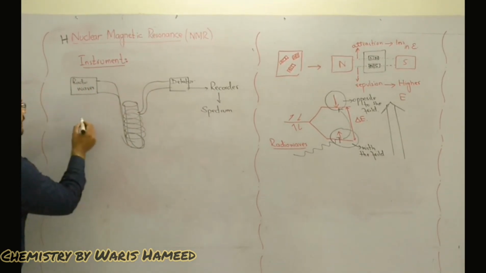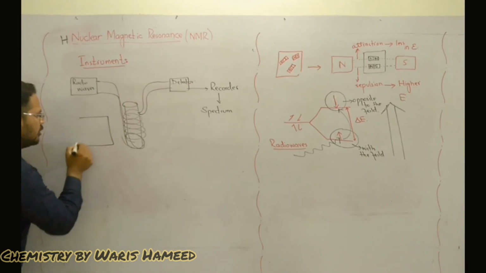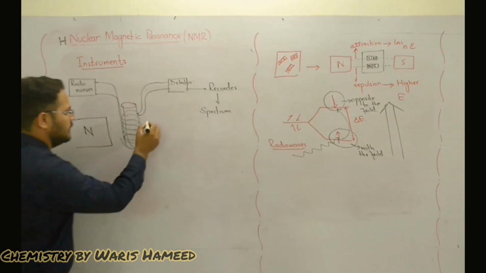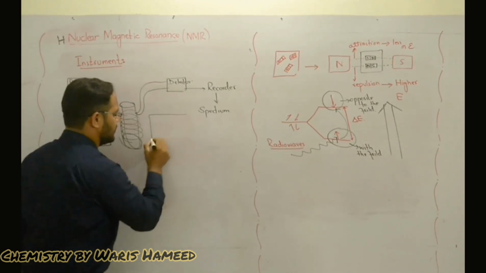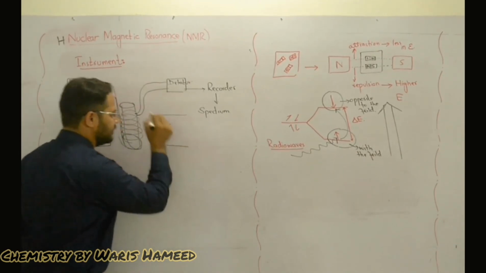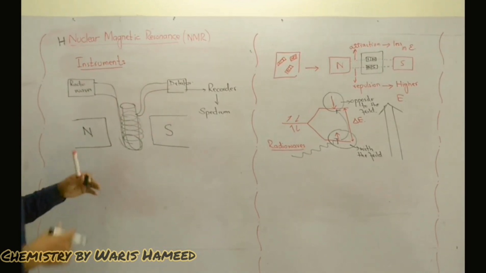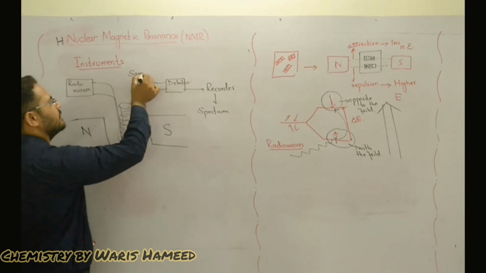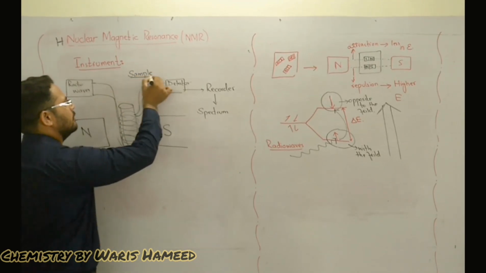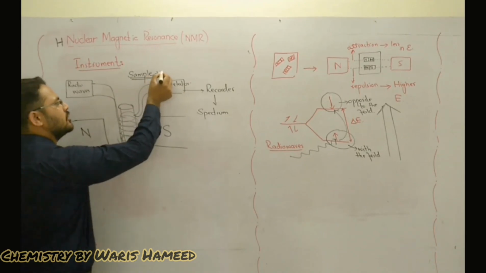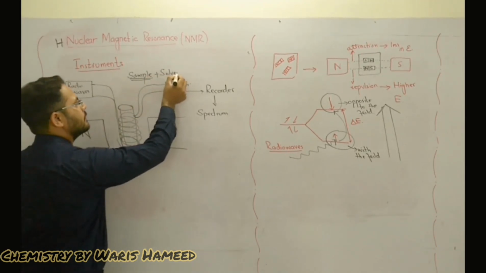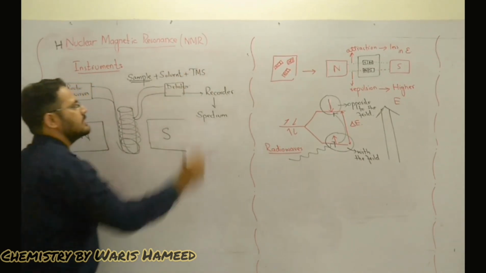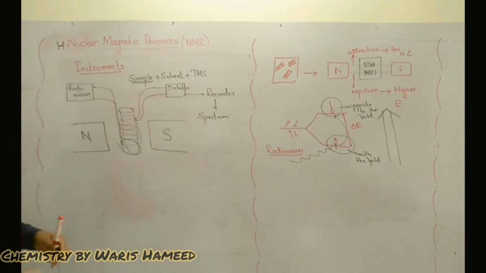And here will be one pole of the magnet, north pole, and here will be the south pole of the magnet. What we will do, we use a sample of organic compound with solvent and with TMS, tetramethylsilane. I will explain it later.